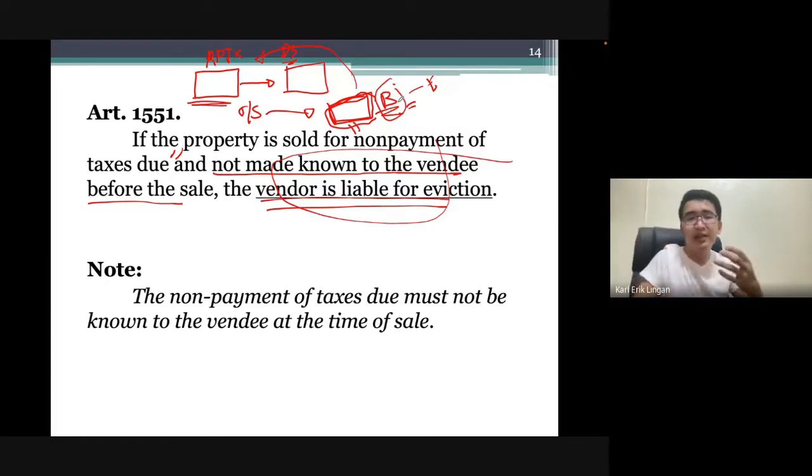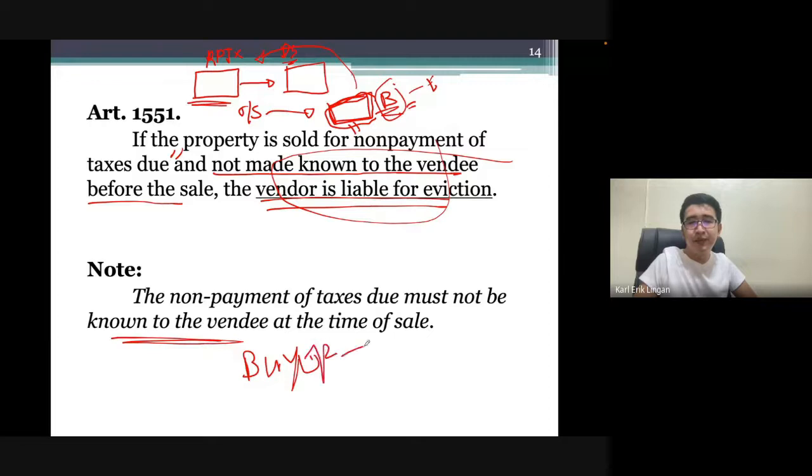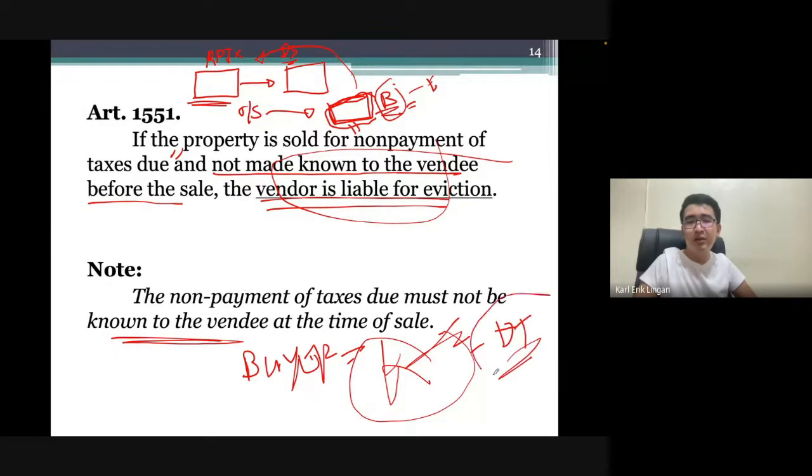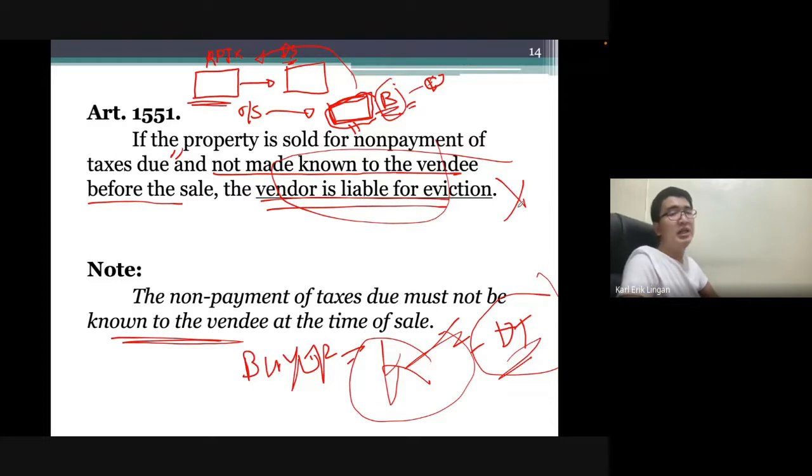The non-payment of taxes must not be known to the vendee at the time of the sale. Okay? Why? Because if the vendee or the buyer already has knowledge that the taxpayer, or the owner, or the seller has delinquent taxes and still bought it, and was evicted later on, okay? The vendor is no longer liable. Why? Because the buyer already had knowledge, even before the sale was made or perfected, that the taxes on the land were not paid. Okay?